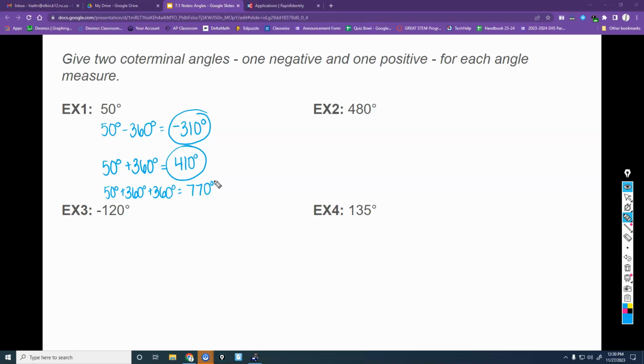These are infinite. They keep on going. You could add 360 again and again, and it's just going to keep going up and up by 360, or you could go down and down by 360. Those are all coterminal angles. Now, it is easier just to do the two closest, because it's wanting the positive and the negative. So probably 410 and negative 310 are the ones that you would more than likely use.